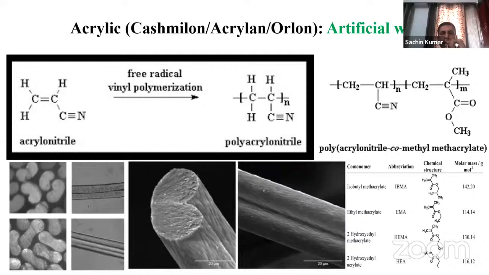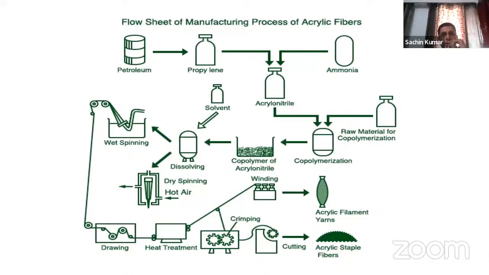It also has unique cross sections among the synthetic fibers, which could be a kidney shape or a dumbbell shape. Depending on the method of manufacturing, they have two different cross sections. It could be made by dry as well as wet spinning process. So this is the process for manufacturing.